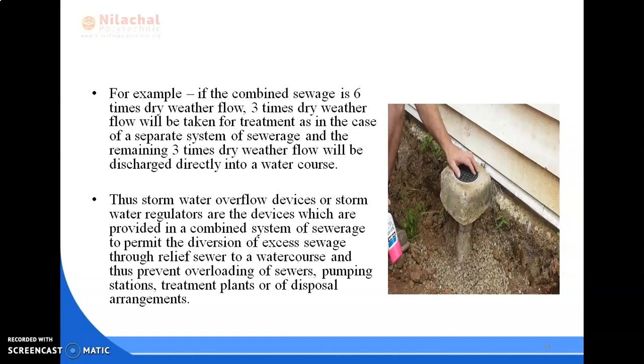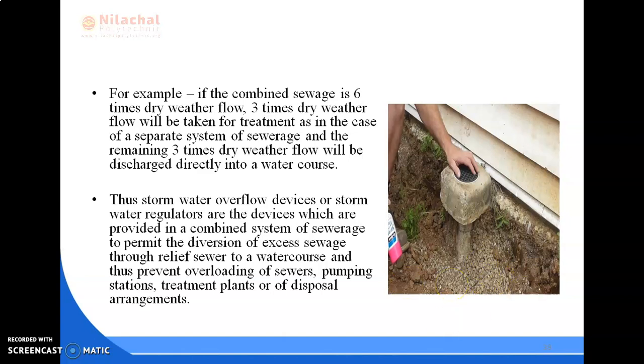So with the help of storm water regulators, storm flow from the top portion is separated and directly discharged to the natural water course, while dry flow is taken to the treatment plant through pumping stations. This is the way excessive load on the treatment plant or on the pumping station is avoided.